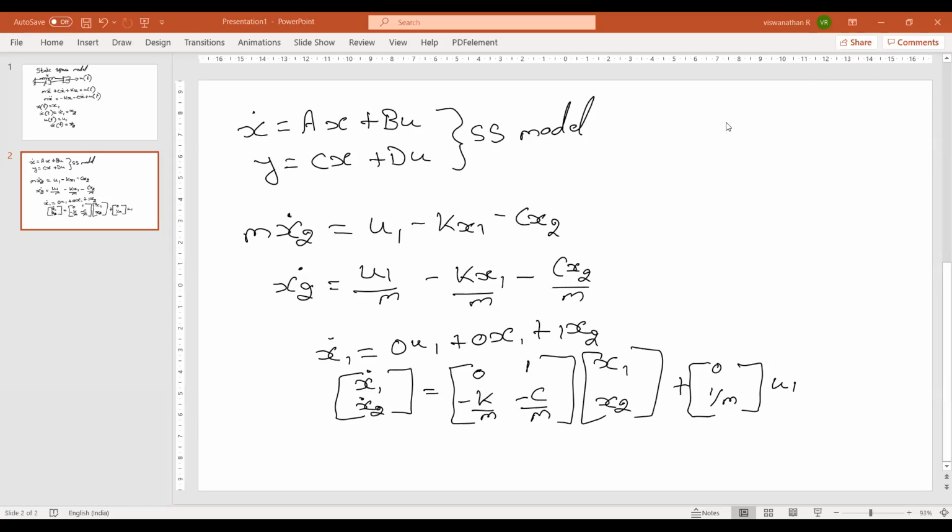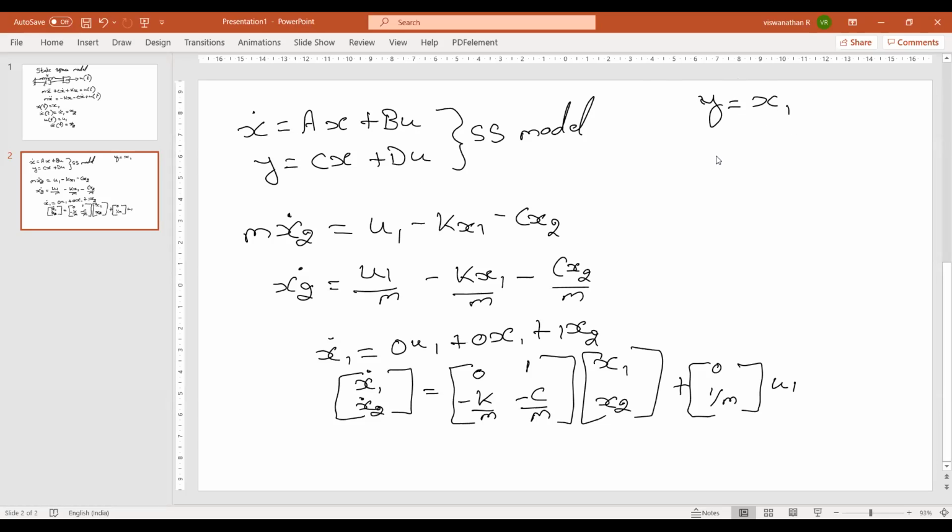Next, this equation x dot is equal to A x plus B u is written. We have to write y is equal to C x plus D u. What is y equal to? Y is the output. Y will be equal to x1, the displacement.